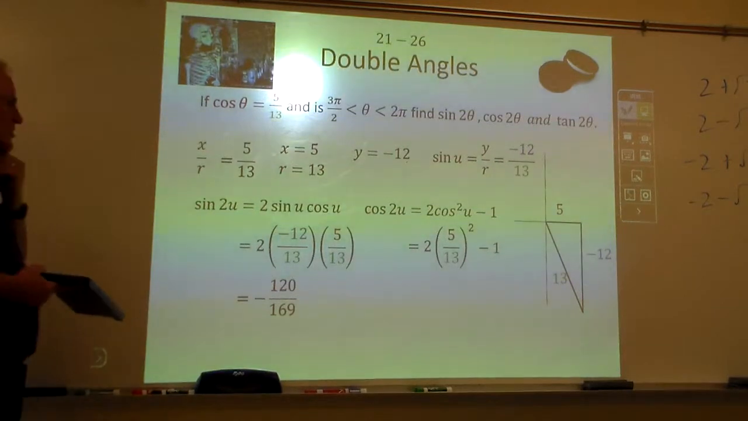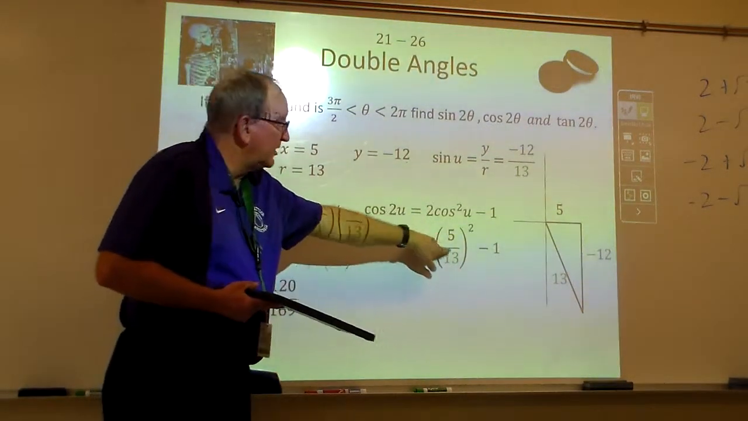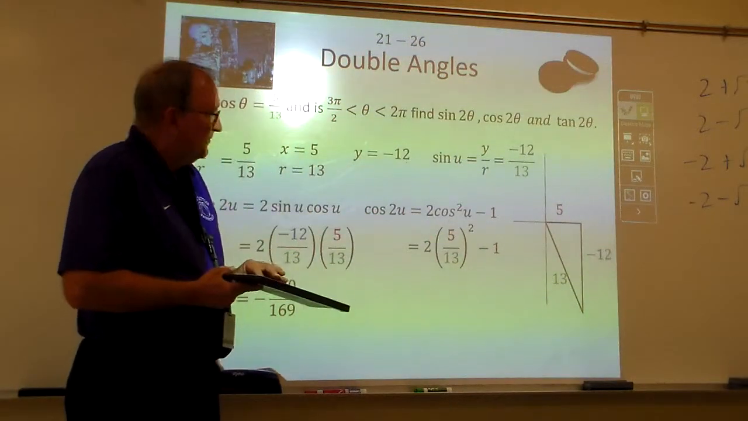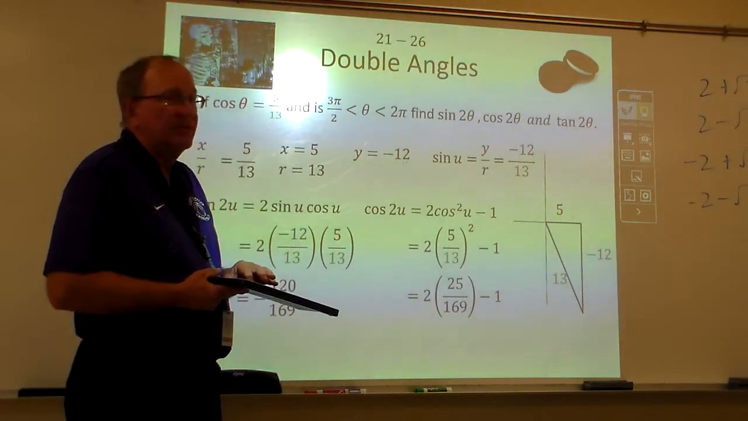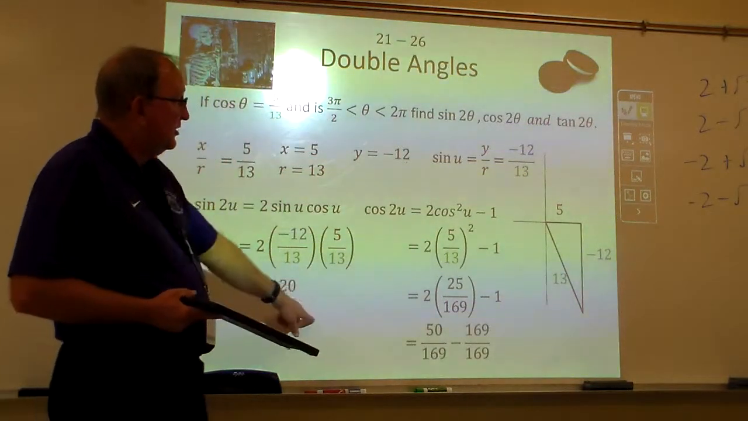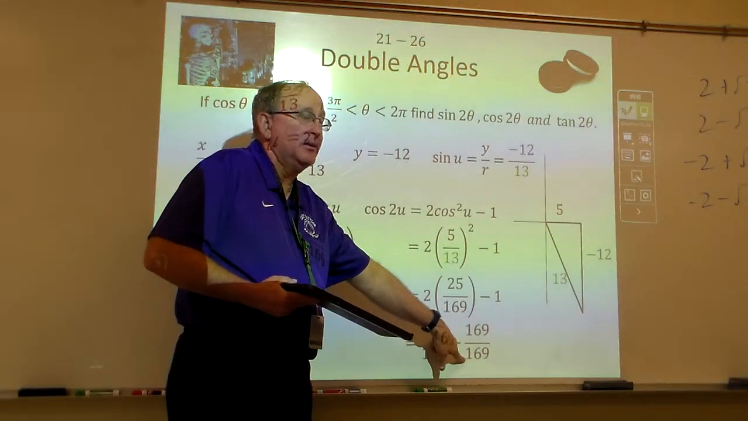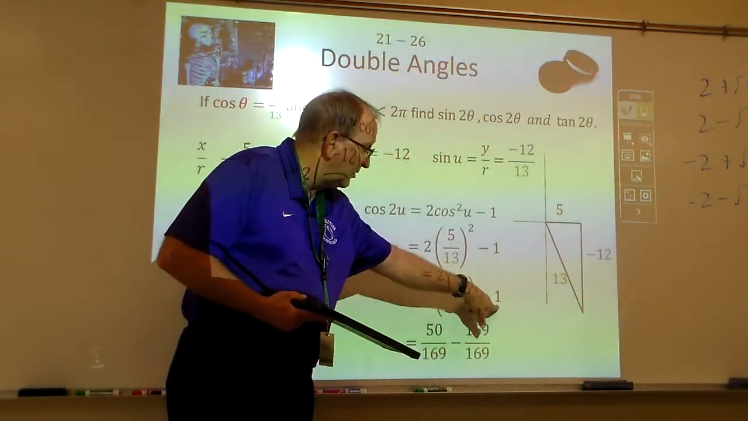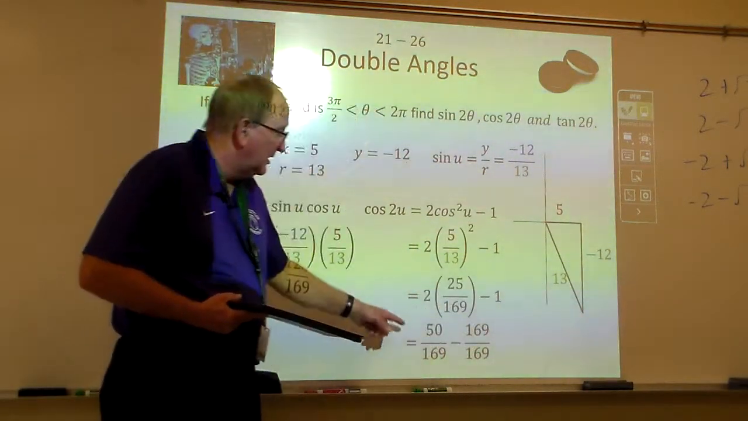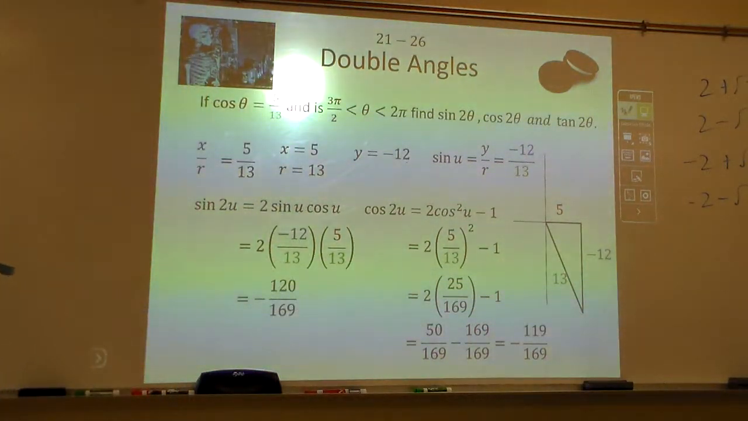Now, y'all, here's what's nice about calculators. You can type it in and get the answer. But if you want to do the math way, 5/13 squared is 25 over 169. Multiply 2 times 25 is 50. But then here's the problem. To minus 1, I need a common denominator. So if this is 169, that has to be 169 over 169. So 50 minus 169, I think, makes negative 119 over 169.